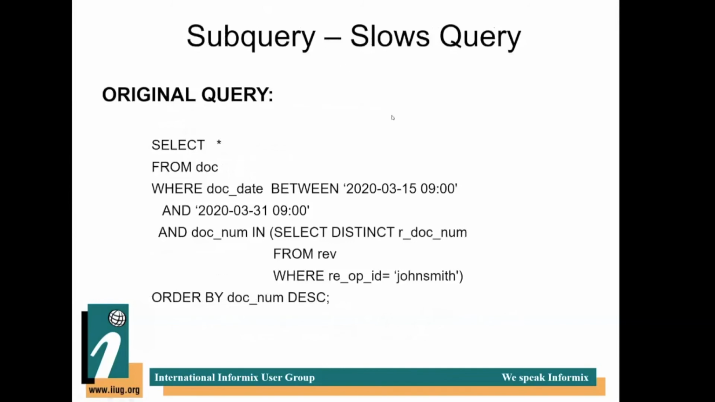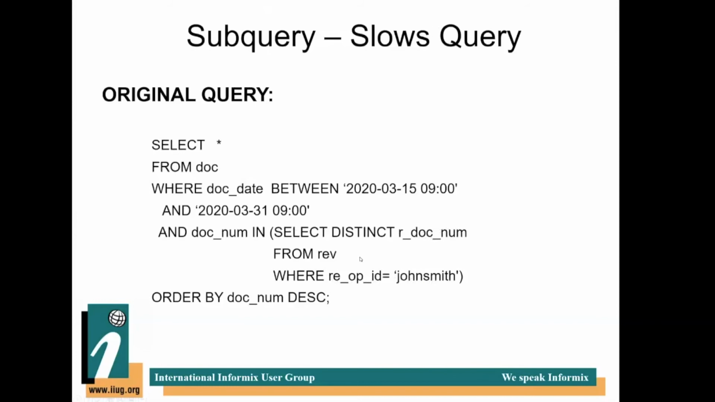Subquery. I've seen this a lot of times, at a lot of clients also. We're doing a select from a table where here's a date range and we're looking for a document number that is in another table. So here, for each record, we're scanning this and then we're looking for the document number, and we're going to have to do a select from the documents from the rev table for our document num, where the RE opt ID equals John Smith. So this actually takes longer because of this subquery.